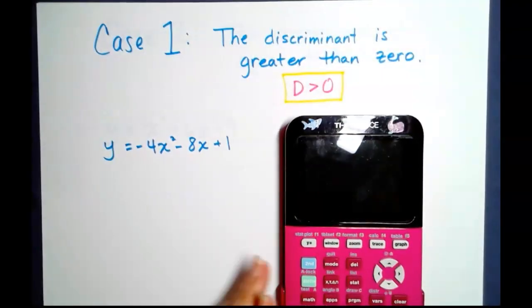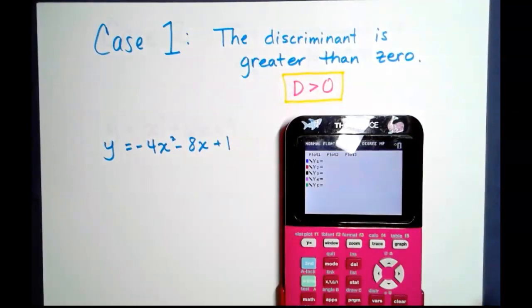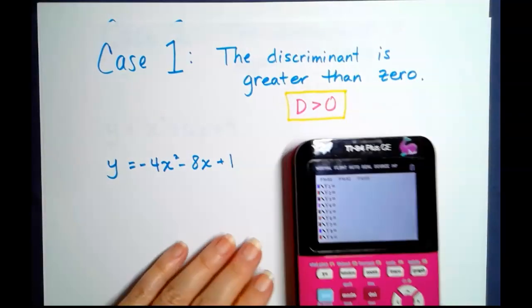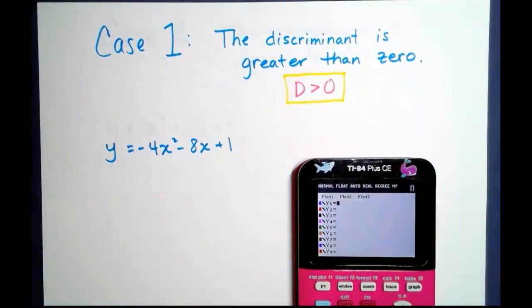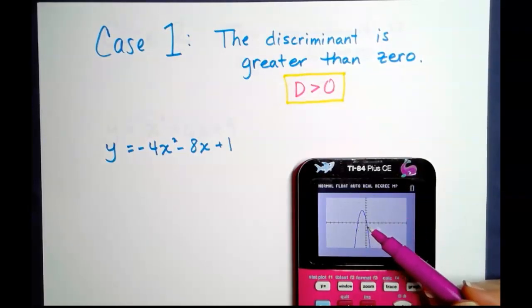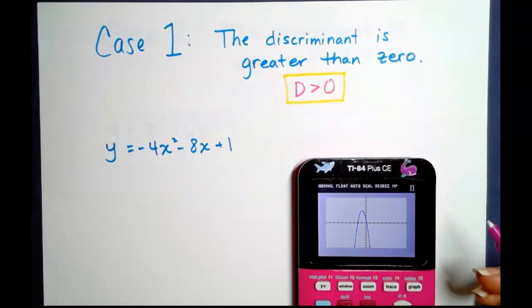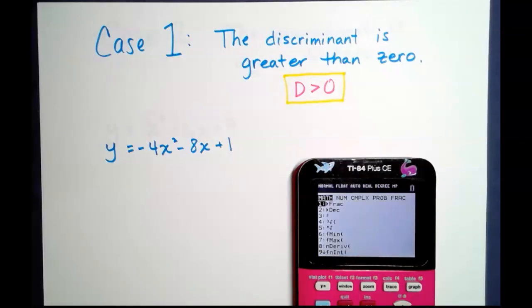But before we do, let's take a look at the graph of this particular equation. I'm going to plug it in my graphing calculator so you can take a look. So y equals negative 4x squared minus 8x plus 1. So when we graph this particular quadratic equation, we can see very clearly that there are 2 x-intercepts.